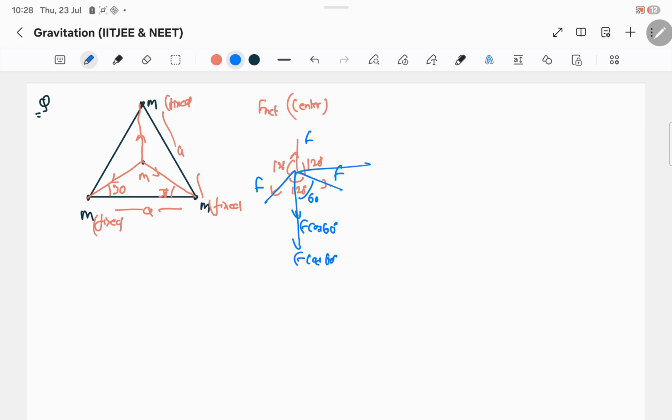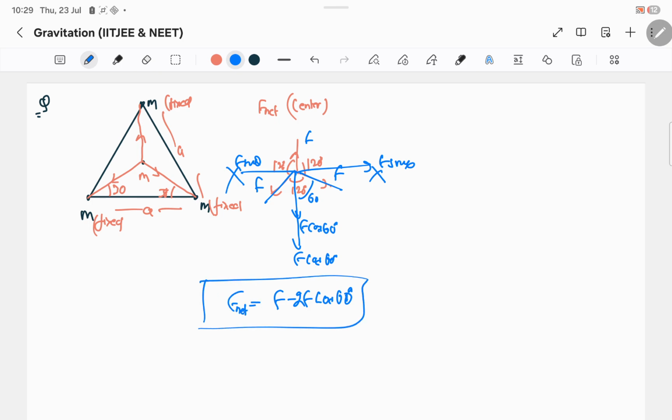So this will be added and F sin 60 will come here. So this will be cancelled, and then F minus 2 times F cos 60 will be your F net. Okay, like this you can solve this question. Similarly, if they ask you, if there is a rectangle, and they can give you mass here, another mass will be here, so the same tricks you have to use.